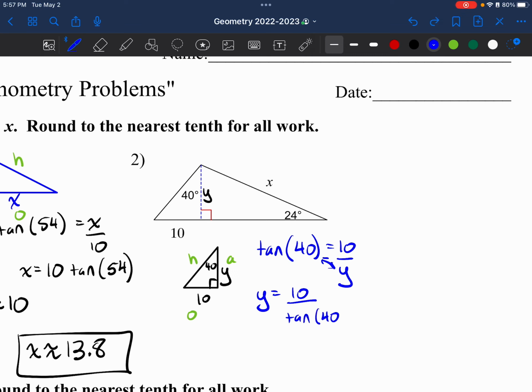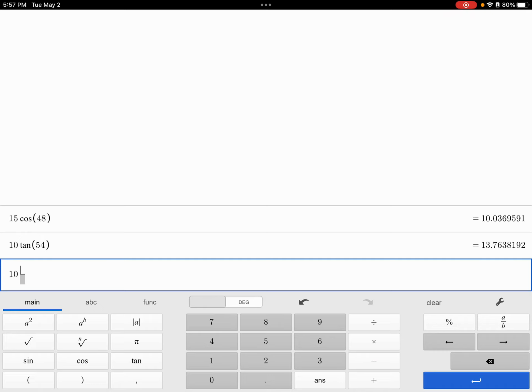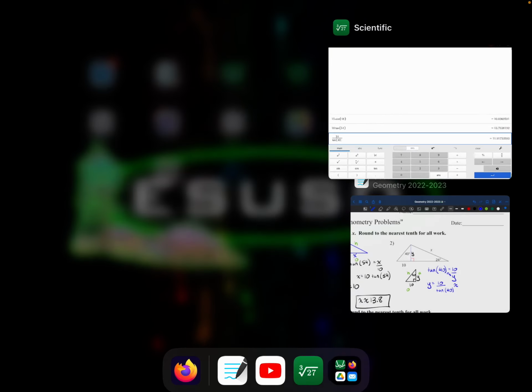And I'm going to say that this is approximately equal to 10 over tangent of 40. Let's see. 10 divided by tangent of 40 is 11.9.